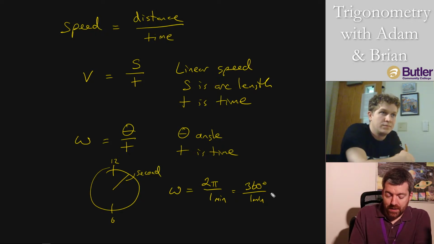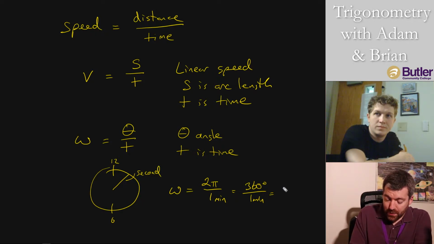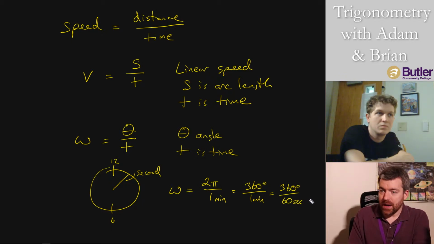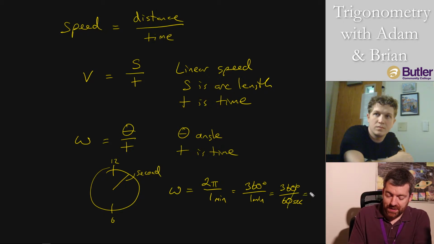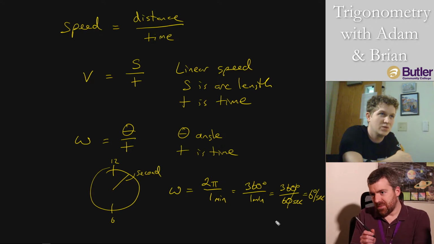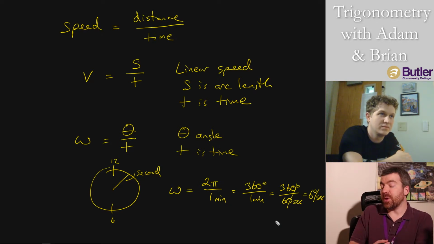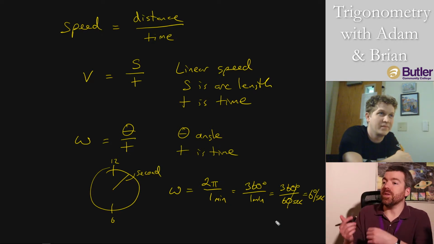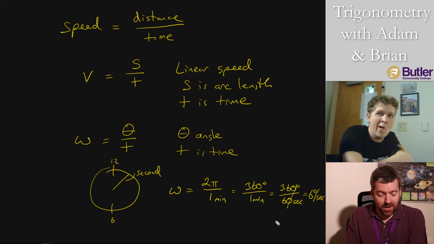If we're interested in how fast it moves per second, we could just convert this to seconds. 60 seconds is 1 minute, so that would be 6 degrees per second. So when you're looking at a clock, every tick of the second hand is 6 degrees. And 60 of those is 360, a full trip around the circle. Got it.